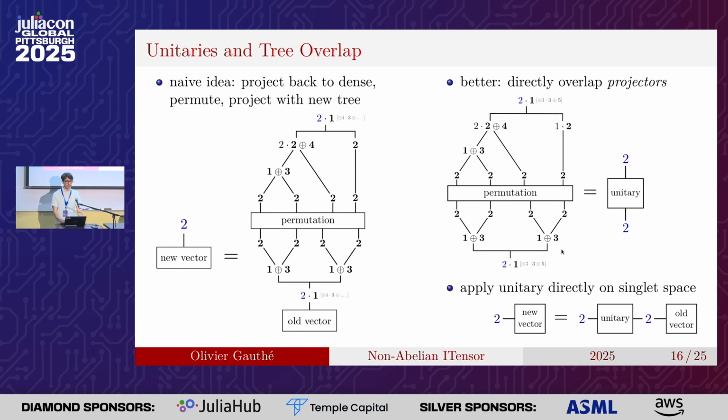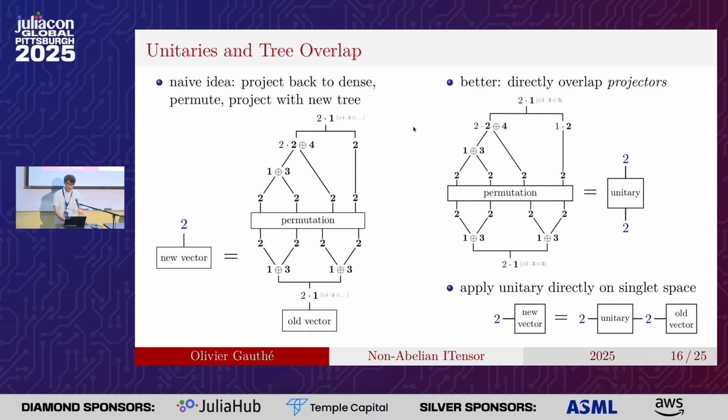The way to do it is, I know how to deal with the dense array. I know how to permute the legs of a dense array. So I can start with my symmetric state with only two coefficients, project it back to its dense form that now has 16 coefficients, permute it, because I know how to permute a dense array, then apply a new projector made out of the new fusion trees. And I will get a new vector that still has two coefficients. But I can do better.